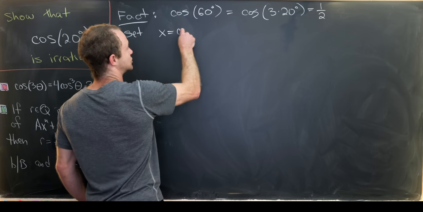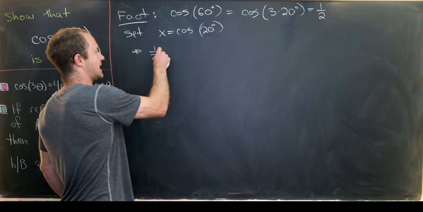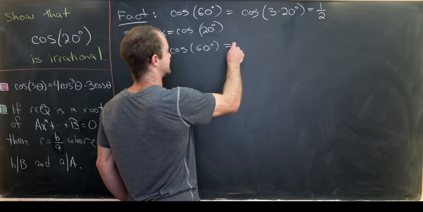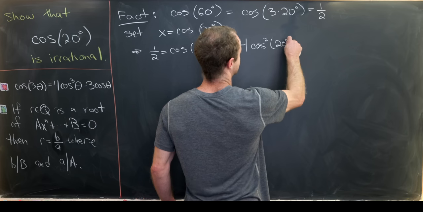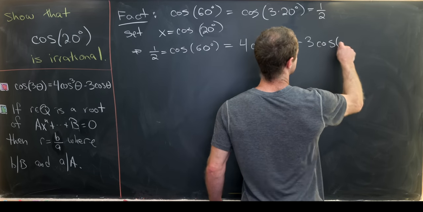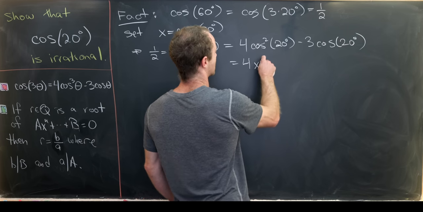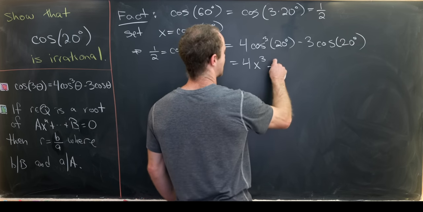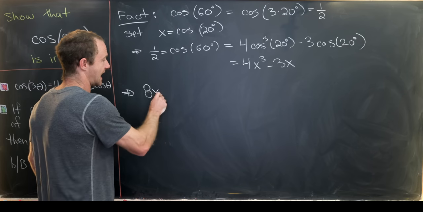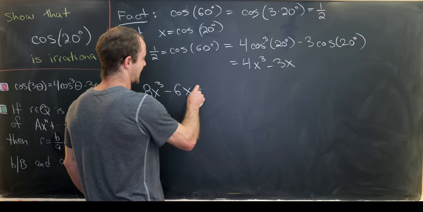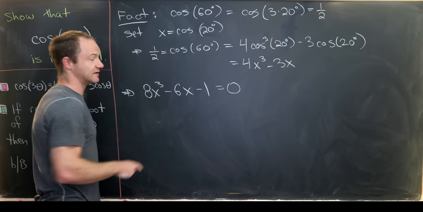So let's set x equal to the cosine of 20 degrees. Then we'll notice that means we have 1/2 equals the cosine of 60 degrees, which equals, by our triple angle formula, 4 times the cosine cubed of 20 degrees minus 3 times the cosine of 20 degrees. But then using our variable substitution here, that's going to be equal to 4x cubed minus 3 times x. So that means that we have, in the end, 8x cubed minus 6x minus 1 equals 0. So in other words, cosine of 20 degrees is a root of this polynomial.